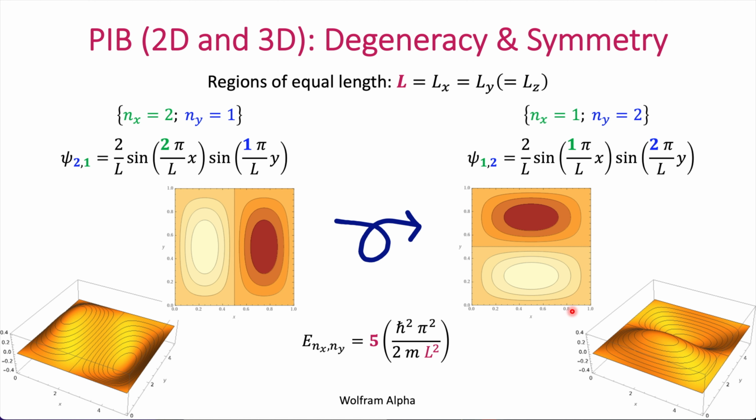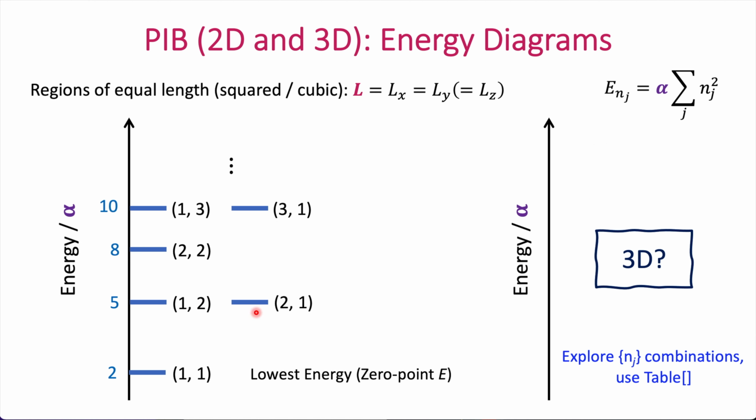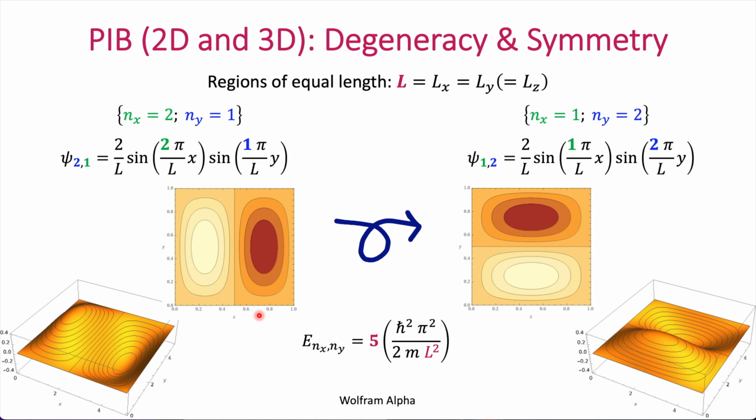What do I mean by that? In this case, we just know that these two states, for example, have the same energy. When we refer to symmetry, we actually have to look at the wave functions, because once you plot the wave functions, you will see that they are effectively two different states. They're not the same, but they are related by symmetry.